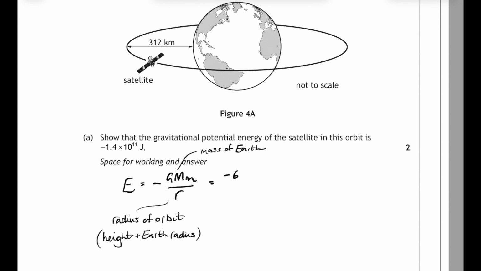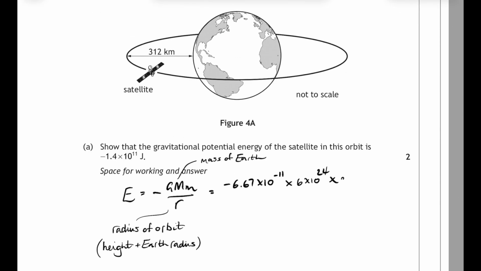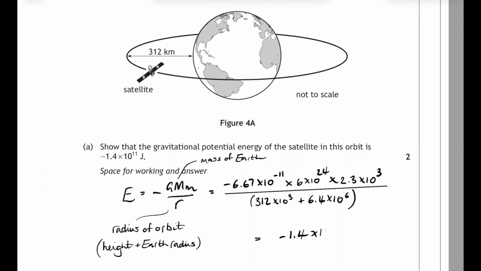So that'll be minus 6.67 times 10 to the minus 11 times the mass of the Earth, which is 6 times 10 to the 24. And small m is the mass of the satellite, which was 2.3 times 10 to the 3, and that's all over the radius of orbit, which is the height, 312 kilometres, plus the radius of the Earth. If you do that in your calculator, you'll get an answer of negative 1.4 times 10 to the 11 joules, and that is what we had to show.